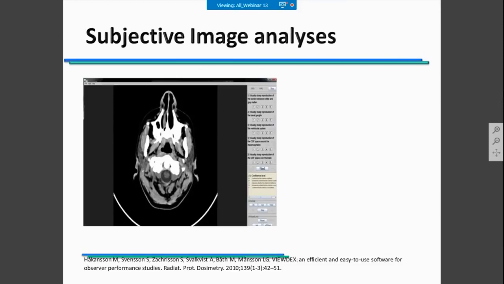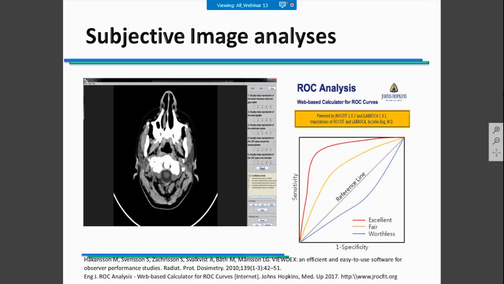For collecting data of subjective image analysis, you could use software that helps you to calculate the imaging criteria score that was performed by the observers, or you could do it without software, by hand. After you have the data, you need to use specific statistical examinations.